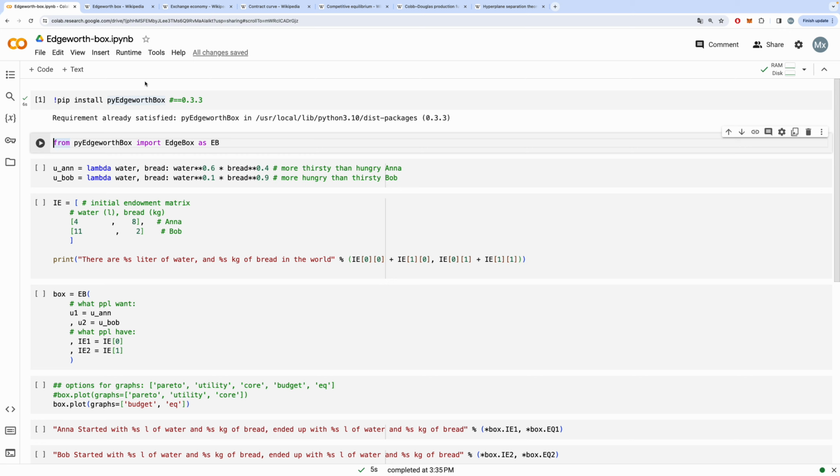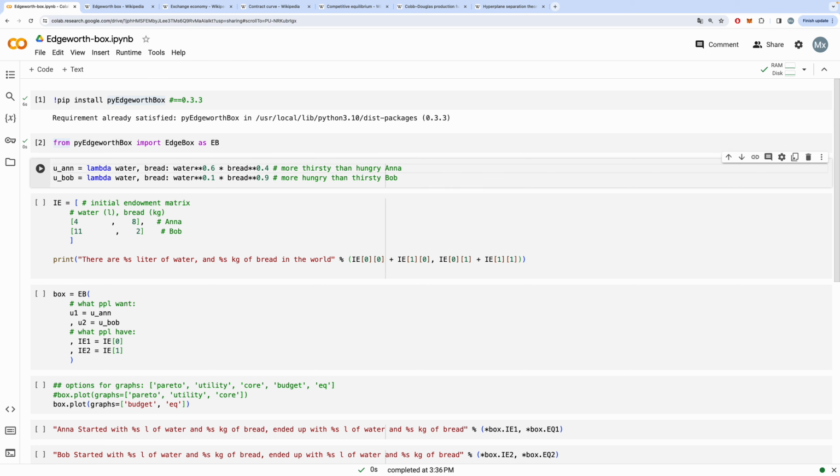Remember that everything in this model can be derived from two things only: what people want and what they have. So the prices, equilibrium, contract curve, all these magic words derive from these two things only: what they want and what they have. So what people want is represented by so-called utility functions.